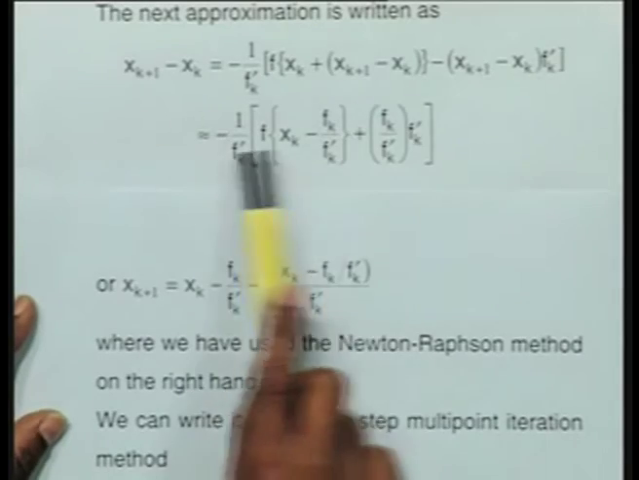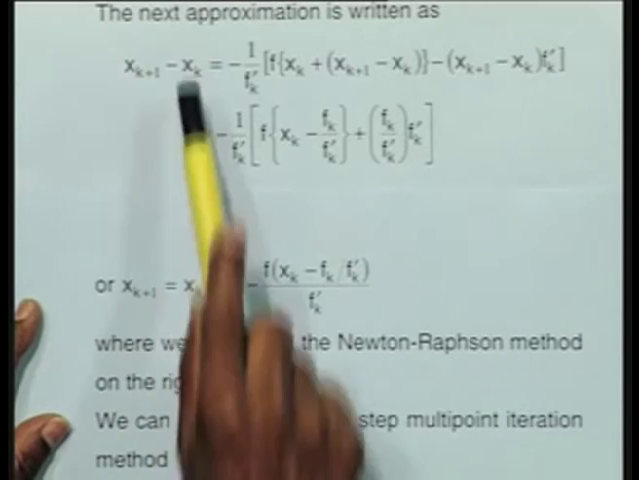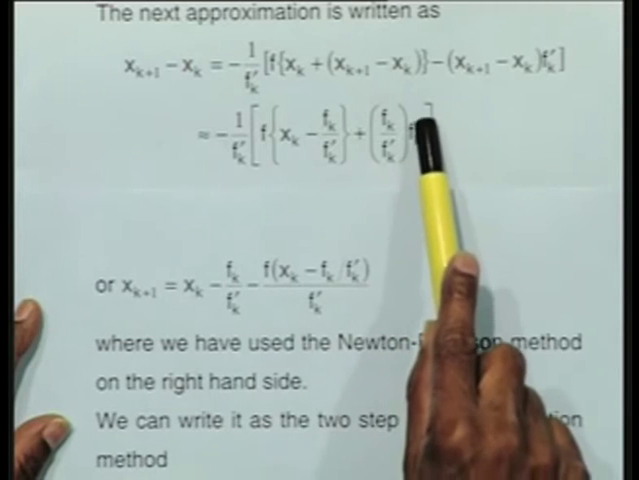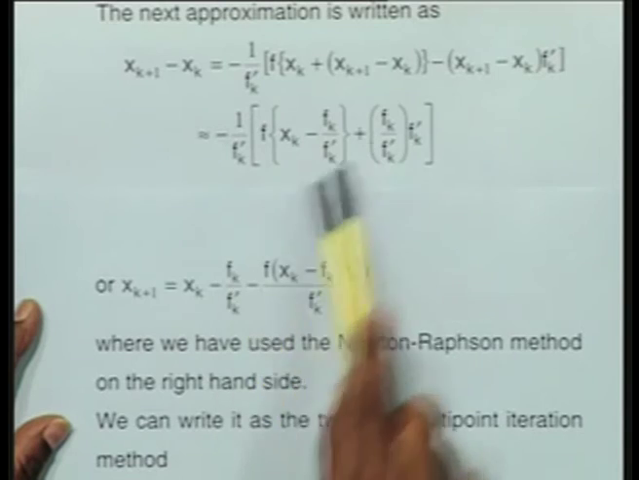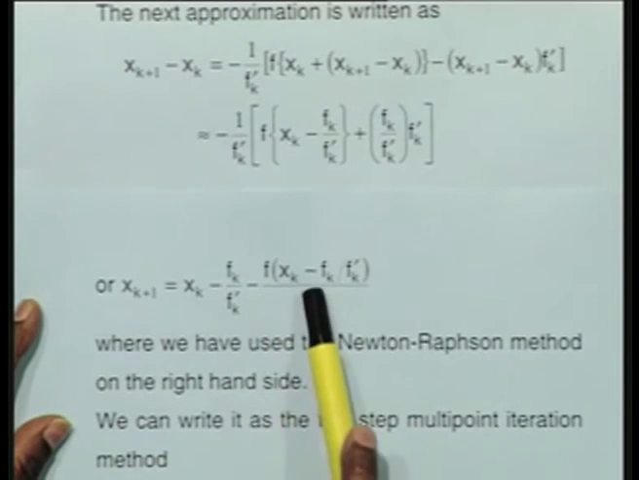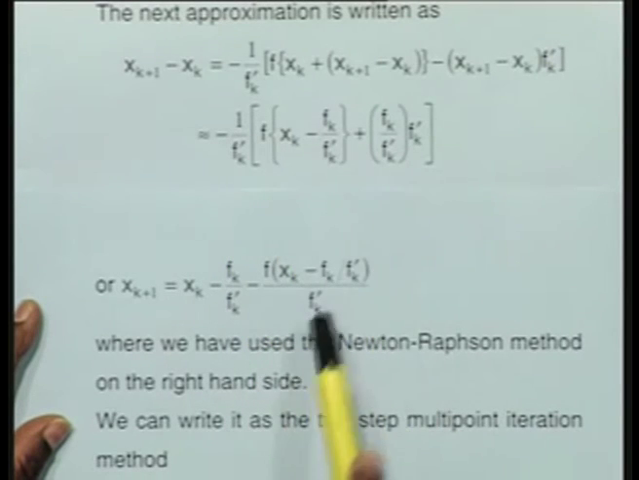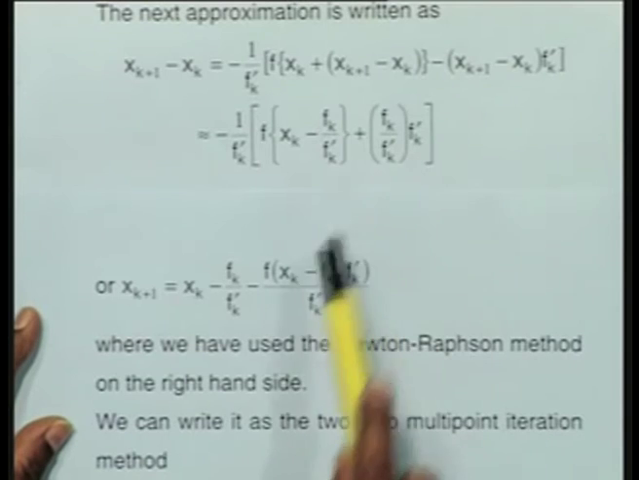Now if I simplify this, I am taking xk to the right hand side, then you look at the second term first. F prime k cancels with f prime k, there is fk here, f prime k here. So the second term is fk by f prime k, and the third term is minus of f of xk minus fk by f prime k, divided by f prime k. So this is another way of manipulating the starting approximation of the Chebyshev method to arrive at this particular new method. Now here again we have used the Newton-Raphson method.